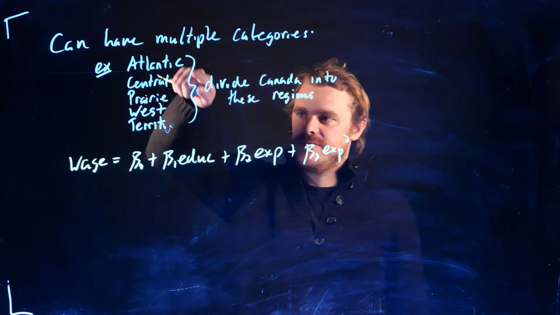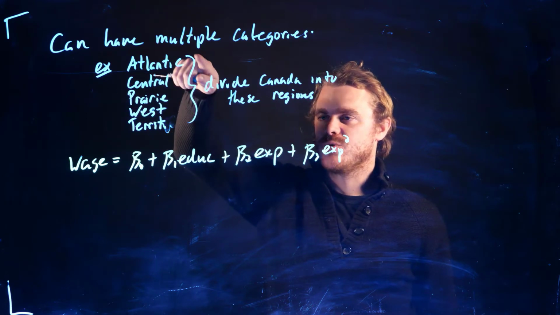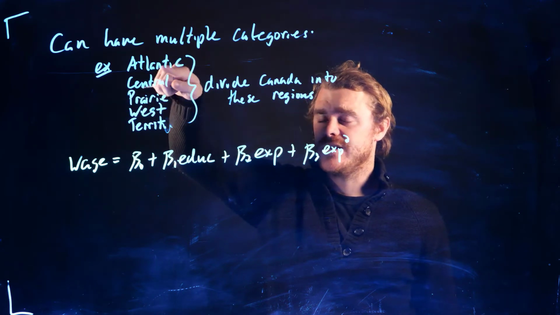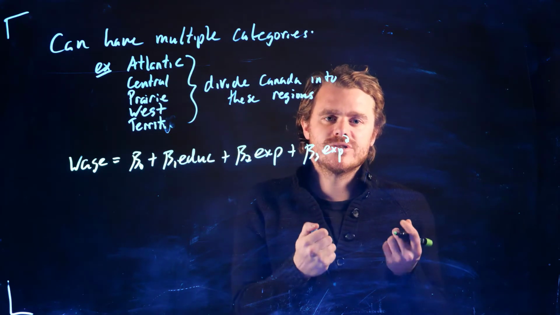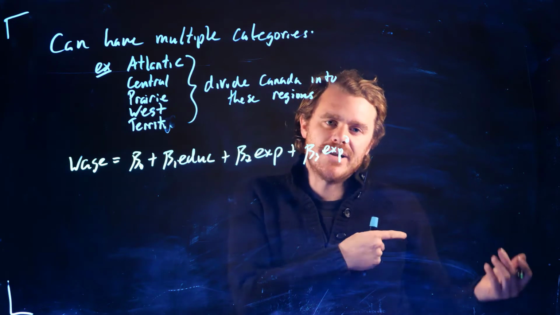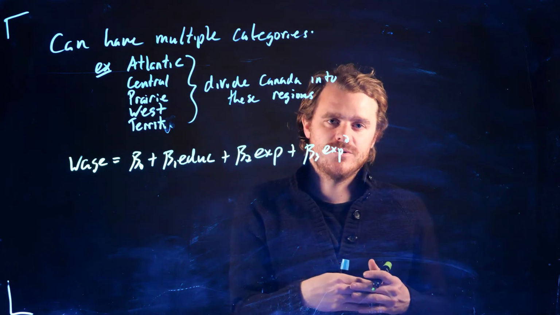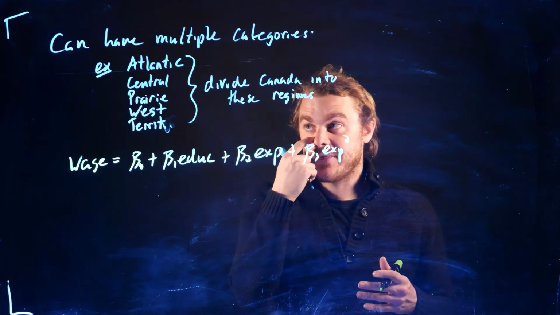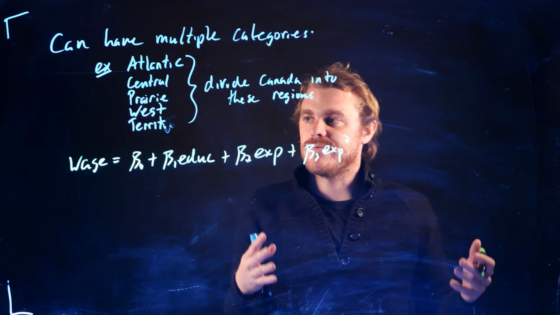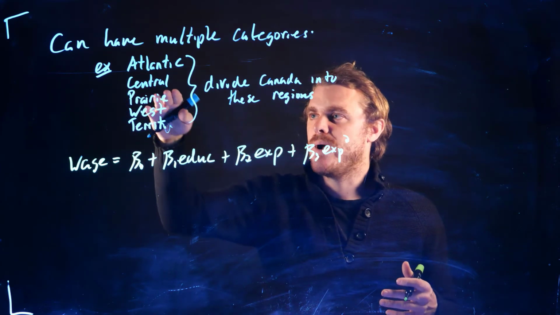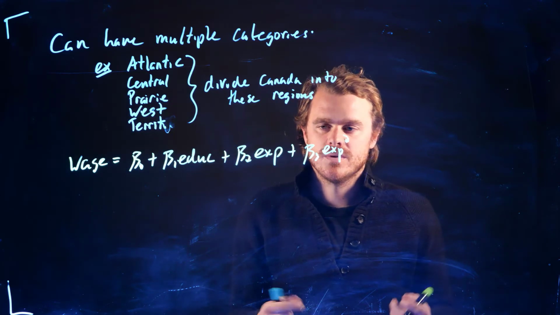And then we just need to pick one of these categories, or one of these regions, as our reference group. When we pick our reference group, we want it to be somewhat of a benchmark. This is the category where we're going to be comparing other groups to. So if we were running something like this, we might pick Central, in terms of Ontario and Quebec, as the reference group, or the prairies, or maybe the West. It'd be less likely we'd pick the territories as the reference group.